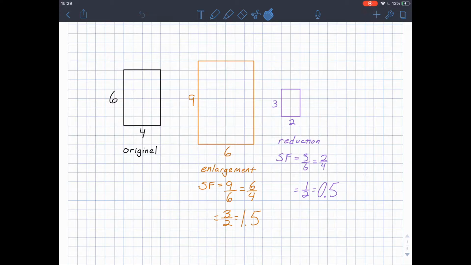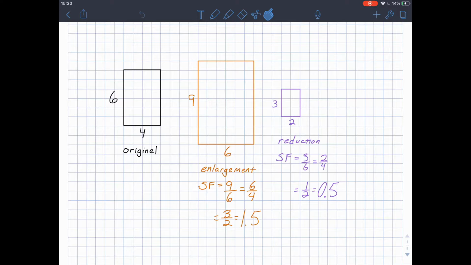We can then write our ratio of the scale's measurement over the original's measurement and simplify it to find our scale factor. So the scale factor for this enlargement here is 9 over 6, which equals 6 over 4, which simplifies to 3 over 2, or 1.5.